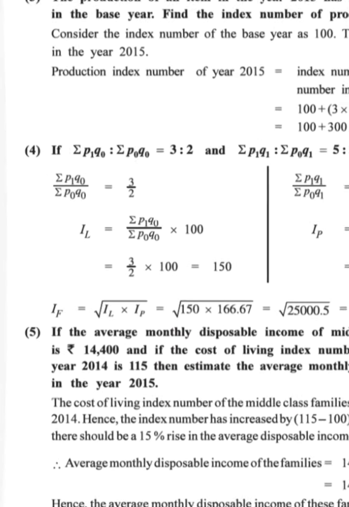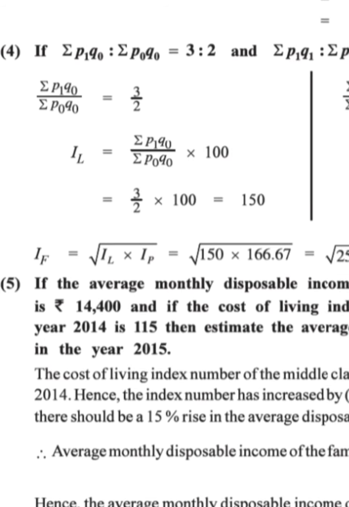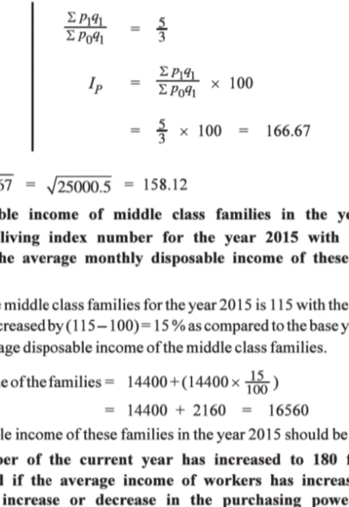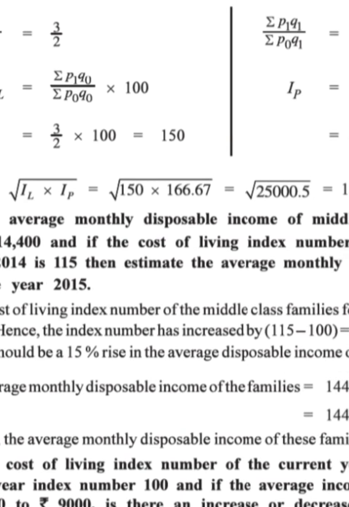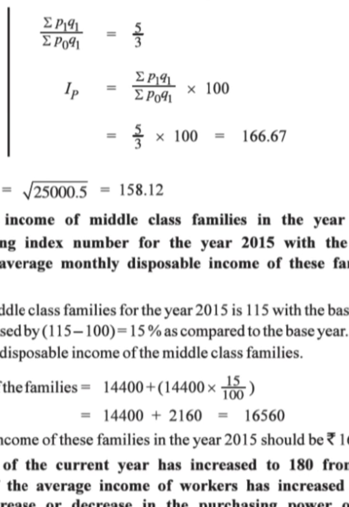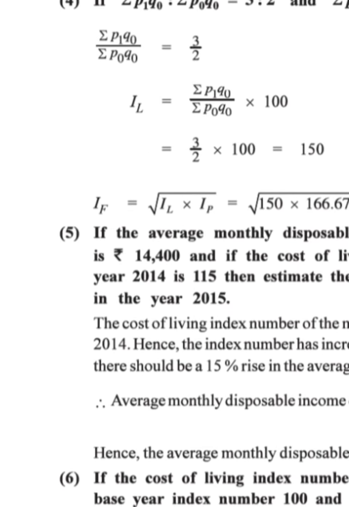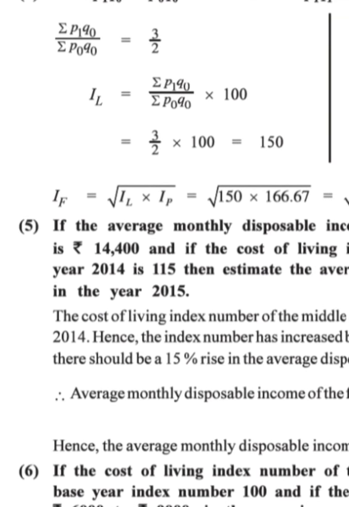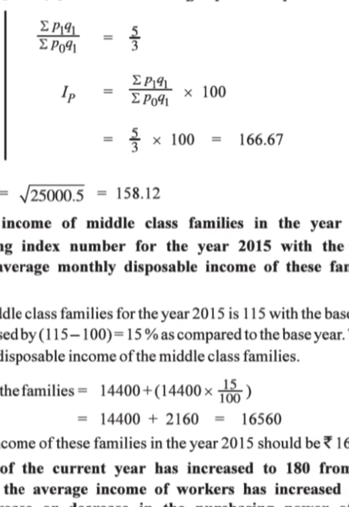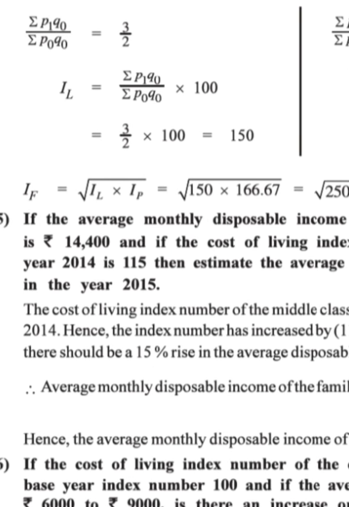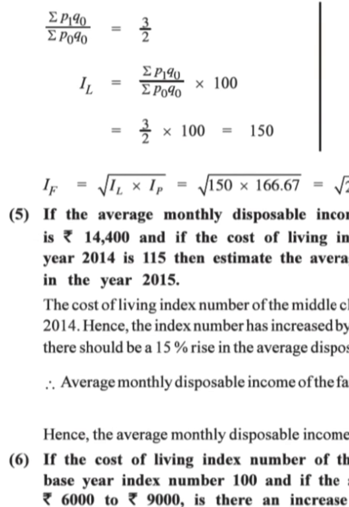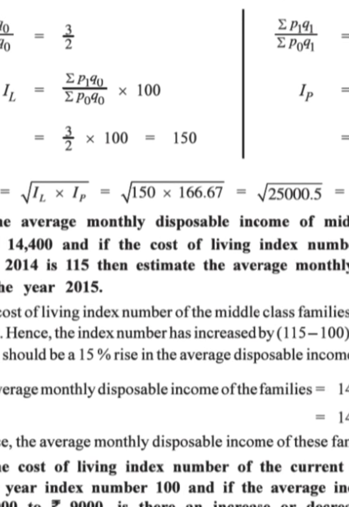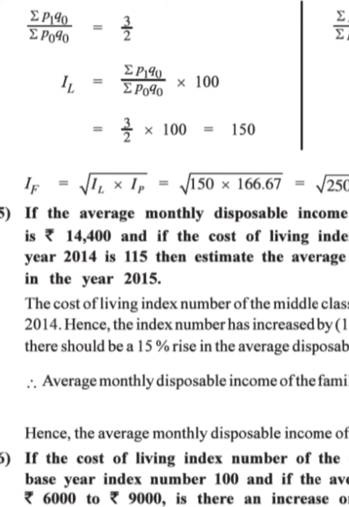Come to your fifth sum. See the question. If the average monthly disposable income of the middle class families in the year 2014 is rupees 14,400, and if the cost of living index number for the year 2015 with the base year 2014 is 115, then estimate the average monthly disposable income of these families in the year 2015. It is somewhat the same as the third sum that we had done, right? Over here you would find that the index number for the current year has been given as 115.